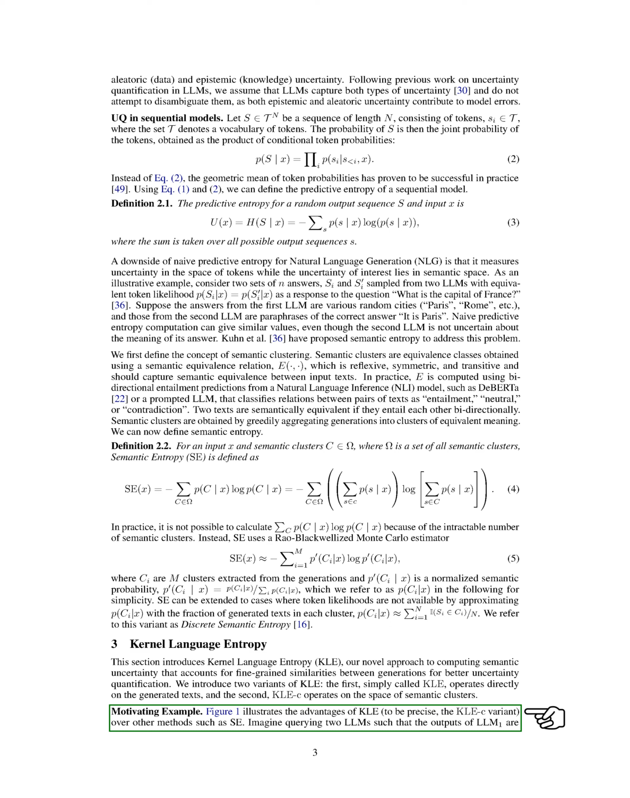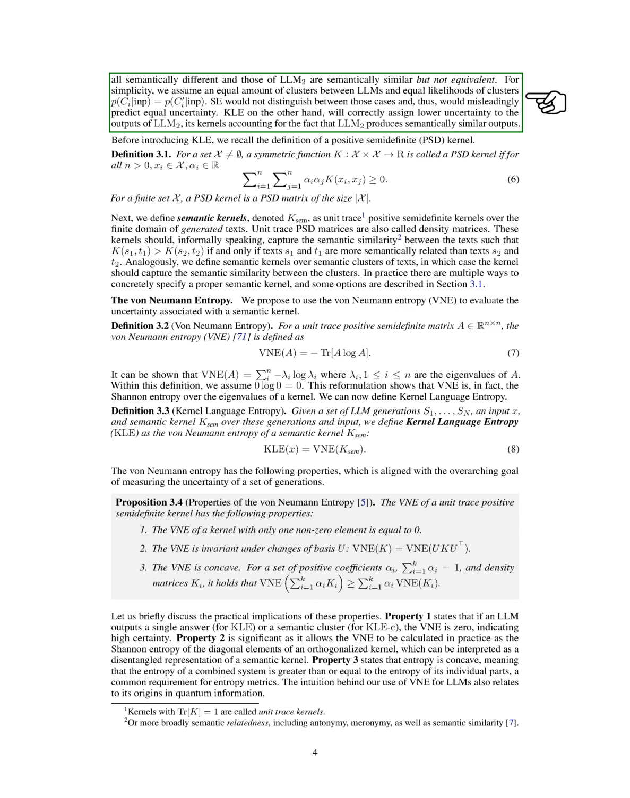To illustrate the benefits of KLE, especially the KLEC variant, we use a scenario where two language models, LLMs, are queried. LLM_1 produces outputs that are all semantically different, while LLM_2 outputs are semantically similar but not identical. If we assume an equal number of clusters in both LLMs and equal probabilities for these clusters, traditional methods like SE would wrongly predict equal uncertainty for both cases. However, KLE correctly assigns lower uncertainty to LLM_2 outputs because its kernels consider the semantic similarities in the outputs.